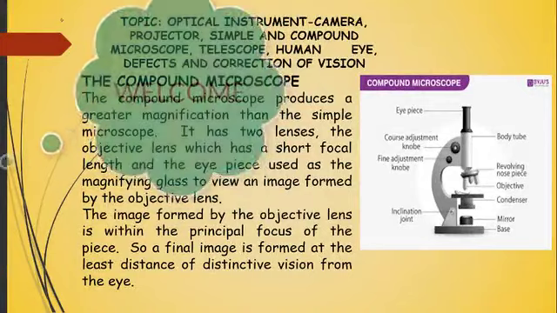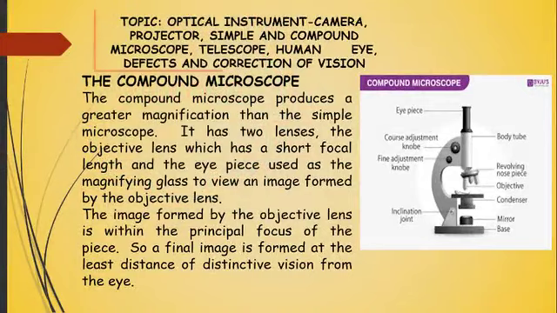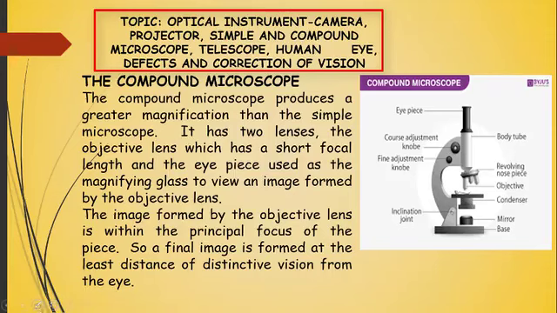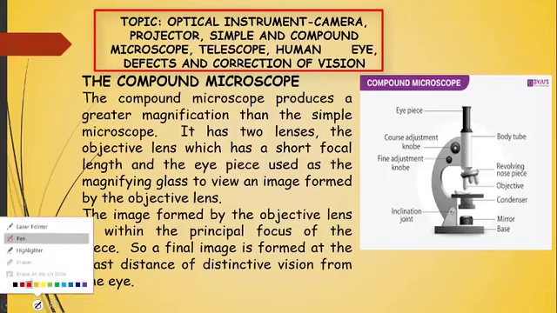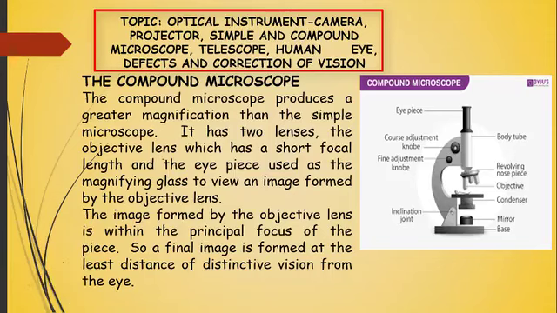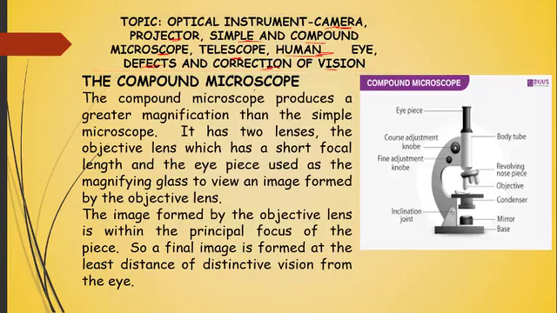In this session, we'll be looking at the topic optical instruments. We'll be looking at instruments such as the camera, the projector, the simple and compound microscopes, telescope, human eye defects, and correction of vision. But before that, let us review our previous lesson.